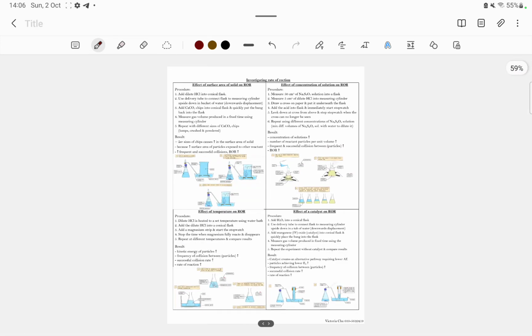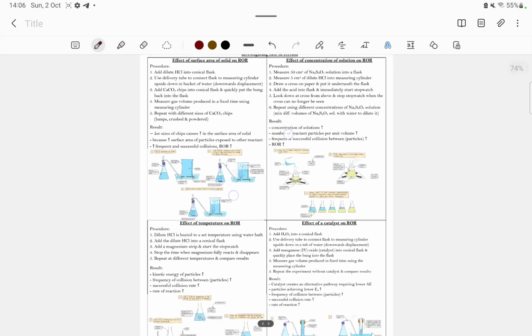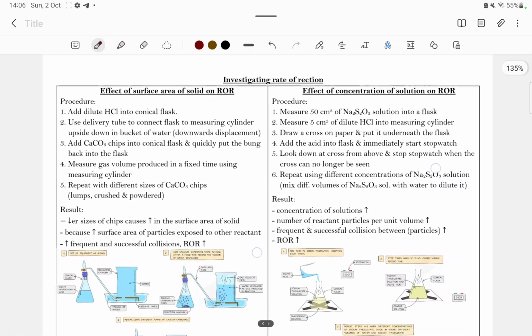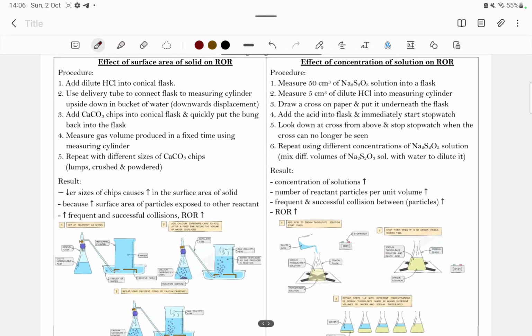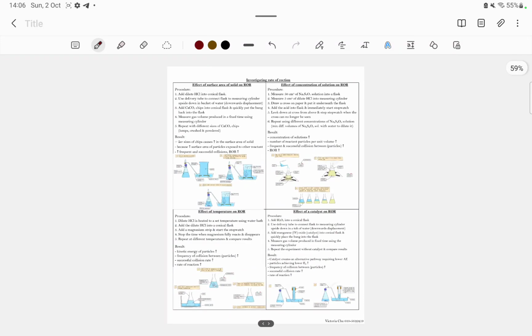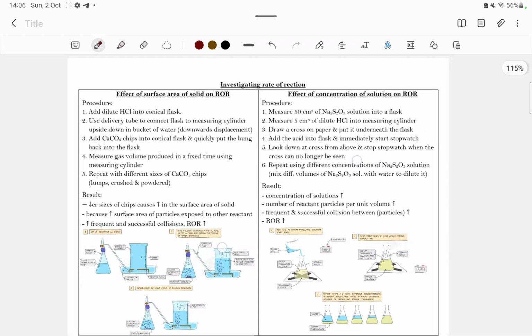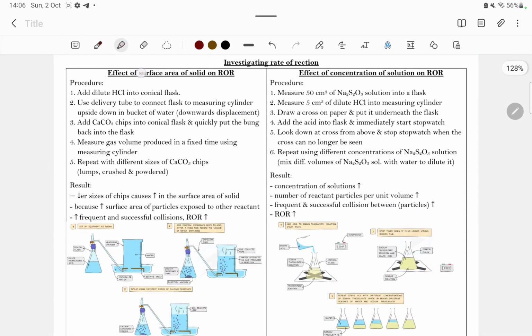Okay, let's see here. This is how we investigate the rate of reaction. So we use different methods. Actually, they are all more or less the same. We use different methods for different factors only. Okay, so the first one is surface area. So this one we use hydrochloric acid and calcium carbonate chips or calcium carbonate powder.